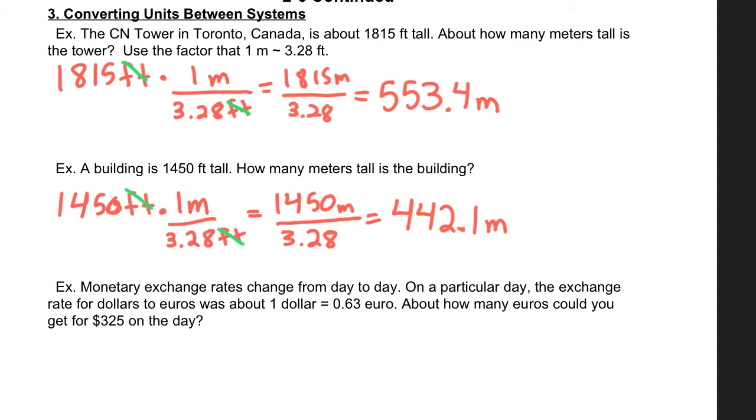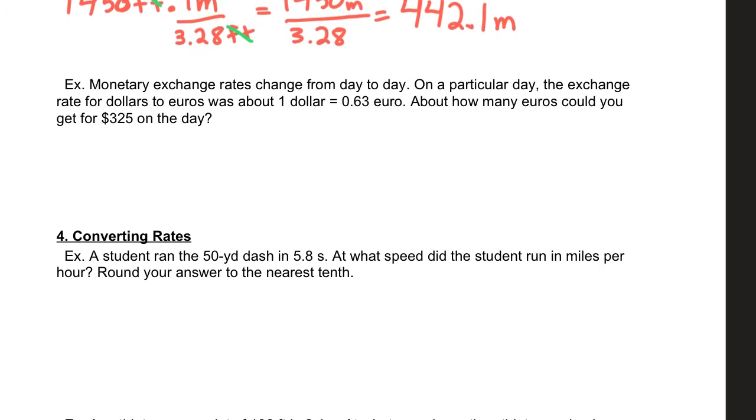Okay, so for this example, did the same exact math, just with different numbers, converted feet to meters. So I put, in my conversion factor, I put meters on the top, feet on the bottom. And then I just took 1450 divided by 3.28, rounded to the nearest tenth. I got 442.1 meters.